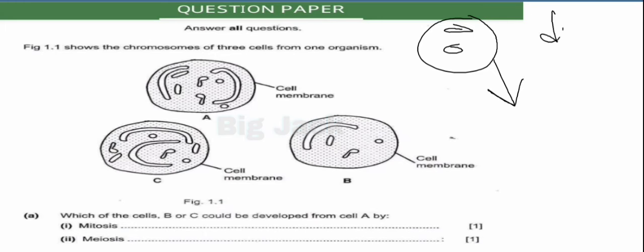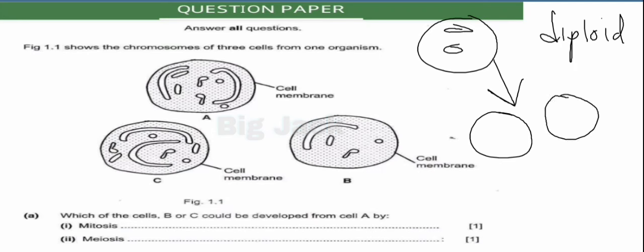So I've involved this term here, which is the diploid, which we are going to understand as I'm explaining. Now, if this cell here undergoes mitosis, two cells are going to be produced, and these two cells should look exactly the same, meaning they are also going to have these two features. So that is how mitosis occurs.